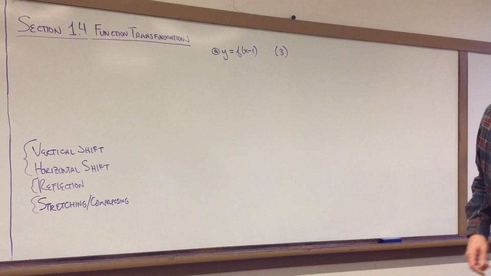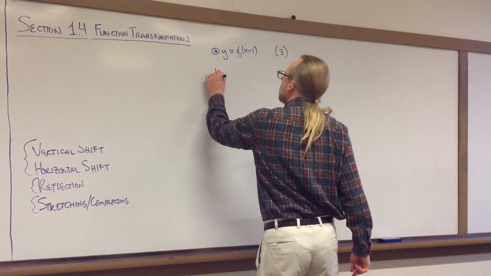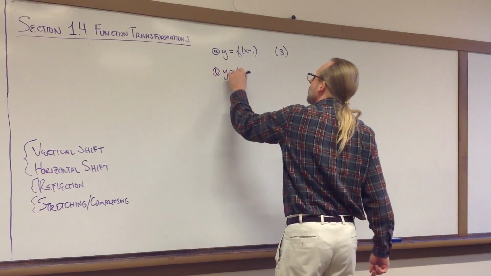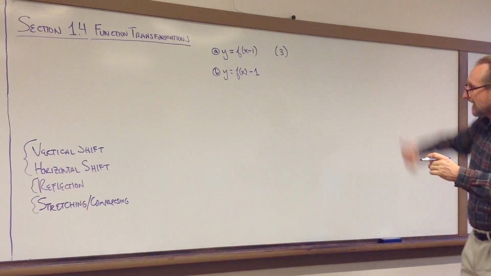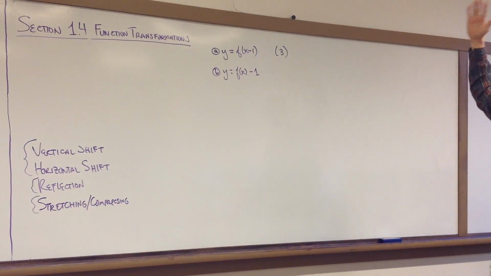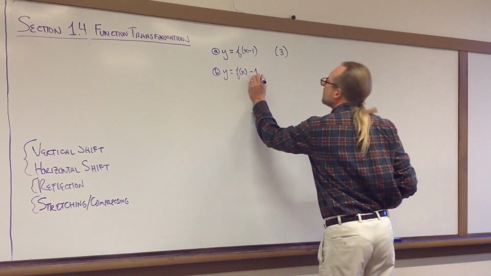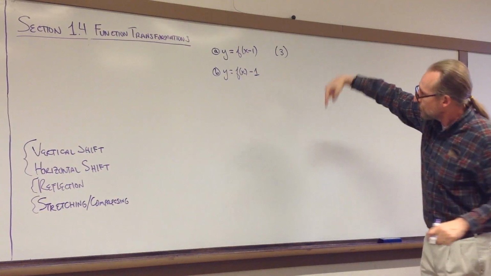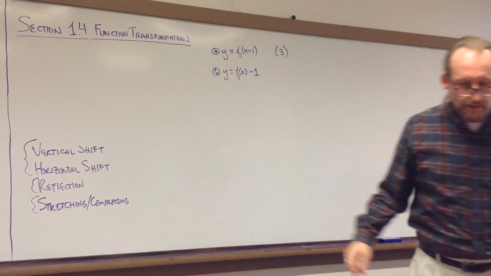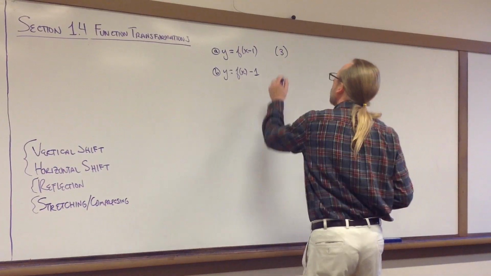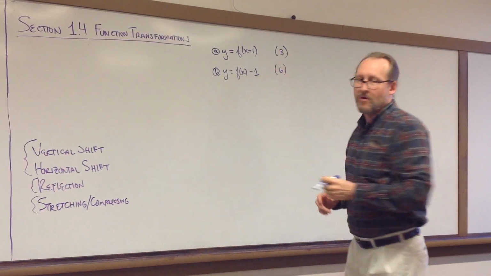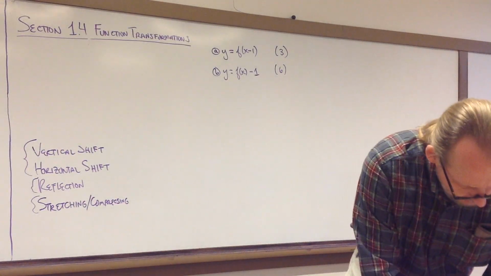All right. Letter B. Y equals f of x minus 1. So now we're outside the parentheses. That's going to affect the y values, okay? And it's going to go in the same direction as this sign. So this should go down 1 place. There it is, number 6. And then we'll cross that one off.